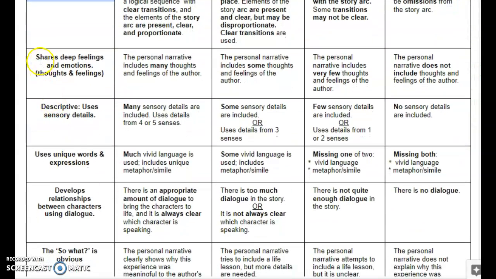This says shares deep feelings and emotions, and then thoughts and feelings. This is just make sure that the personal narrative includes the thoughts and feelings of the author. So it should be you, right, if it's a personal narrative. So what are you feeling or thinking at various places in the story?